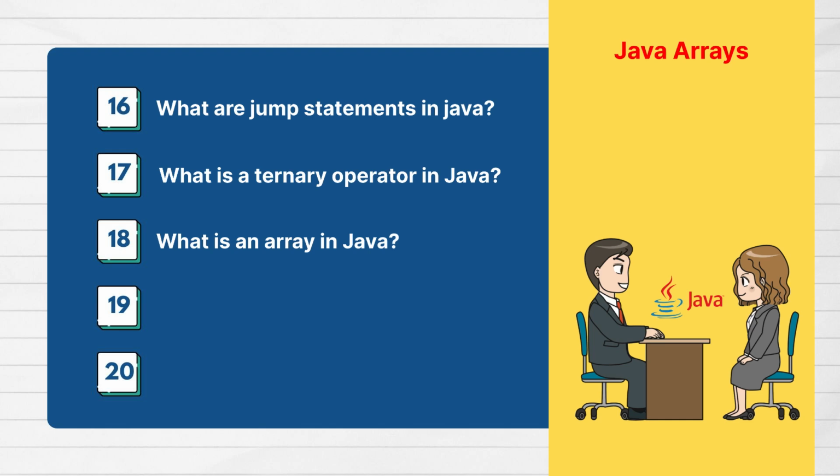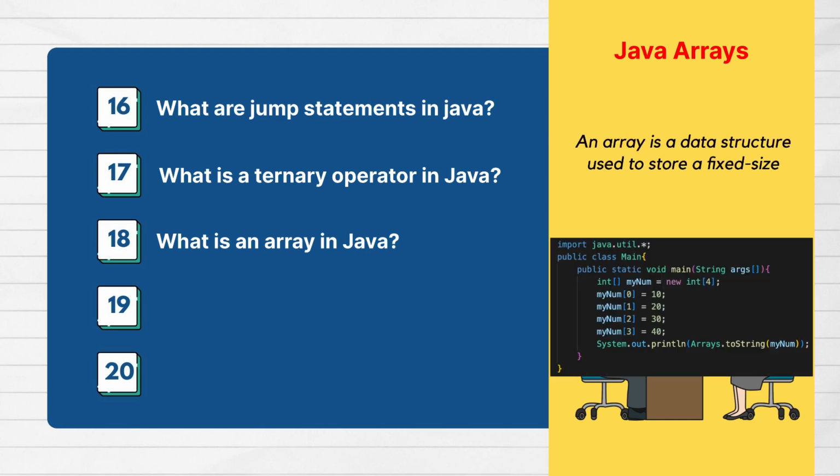What is an array in Java? An array is a data structure used to store a fixed size, sequential collection of elements of the same type. Each element in an array is identified by an index, and arrays in Java have a fixed size, meaning that once an array is created, its size cannot be changed.